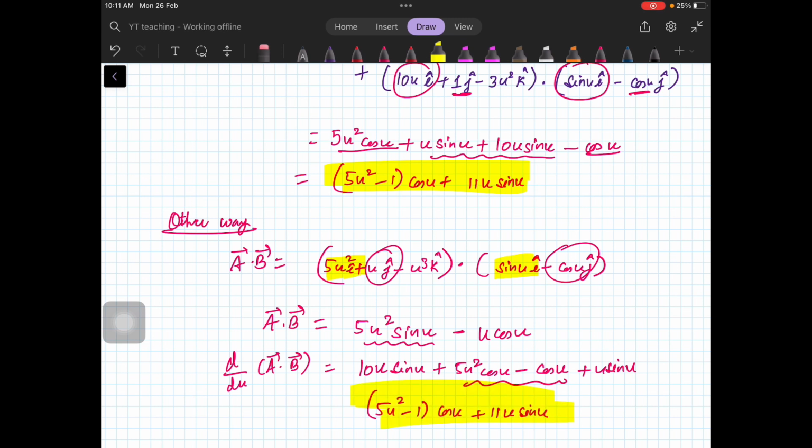Okay, dear students, so keep learning. Right now we are learning vector calculus. This is very important if you look at it from the application point of view.